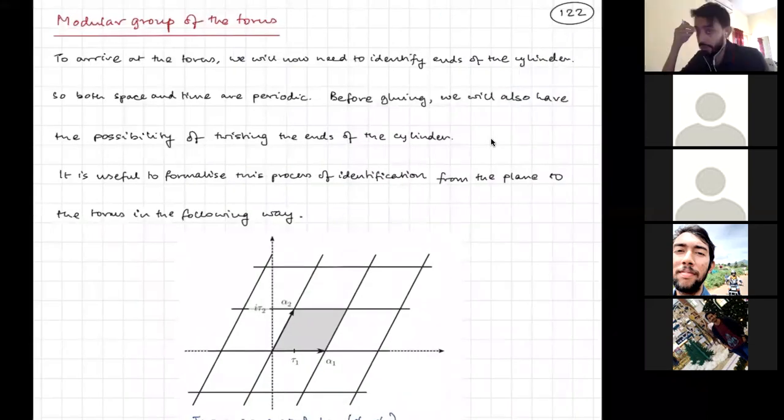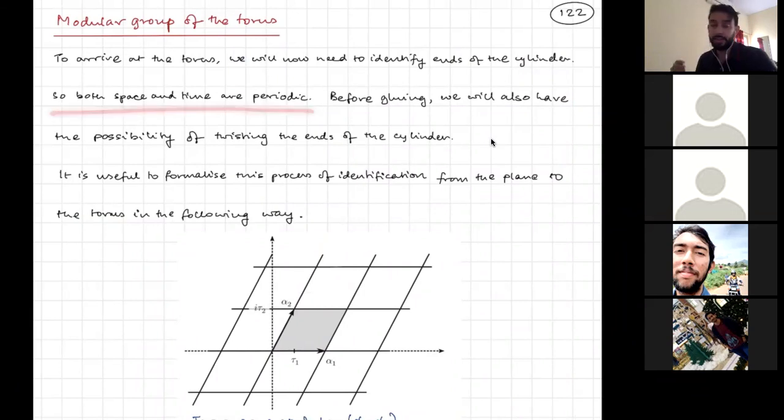Now let's focus on what we want to do today. The modular group on the torus is what we want to now address. As we said, to arrive at the torus, we need to identify the ends of the cylinder. So now remember that not only is space periodic, but the temporal direction is periodic as well.